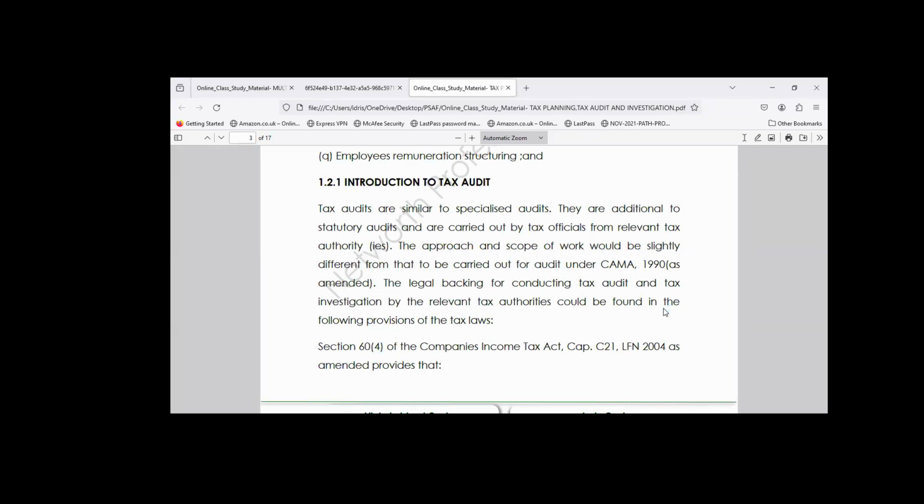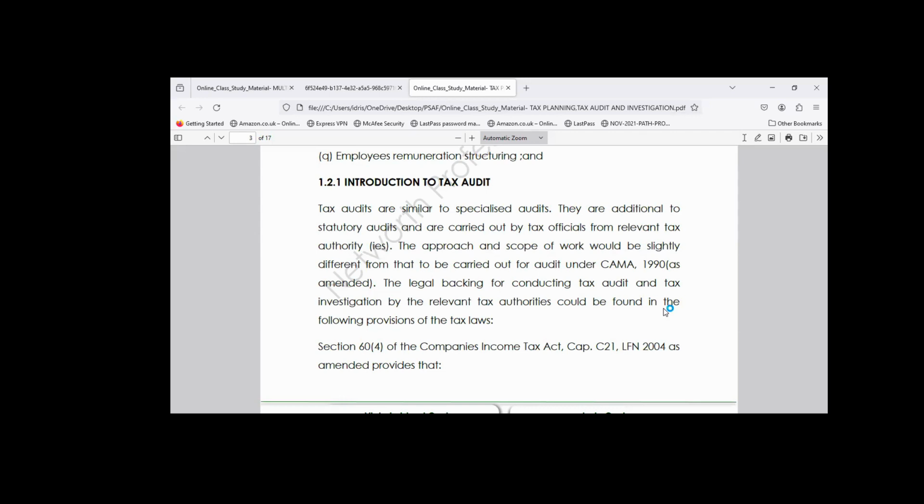Tax audit is a specialized audit or statutory audit carried out by the tax official on the books and records of the taxpayer. Tax audit is required by the law. The Constitution states that the tax authority must carry out tax audit.